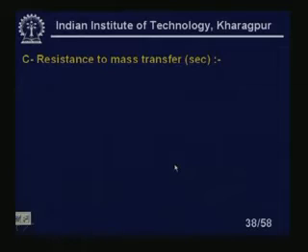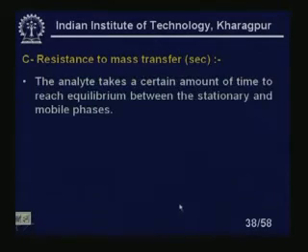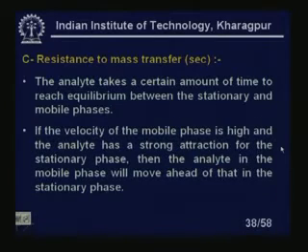Now, resistance to mass transfer, which is component C. The analyte takes a certain amount of time to reach equilibrium between the stationary and the mobile phases. If the velocity of the mobile phase is high, and the analyte has a strong attraction for the stationary phase, then the analyte in the mobile phase will move ahead of that in the stationary phase.